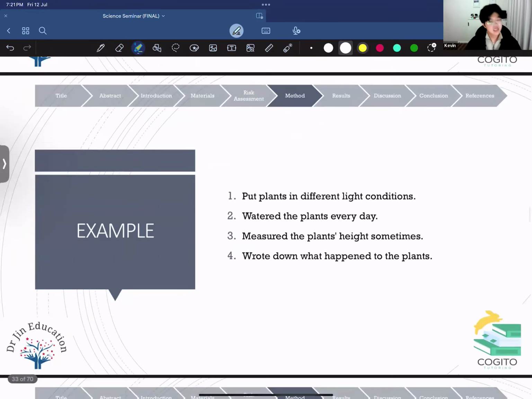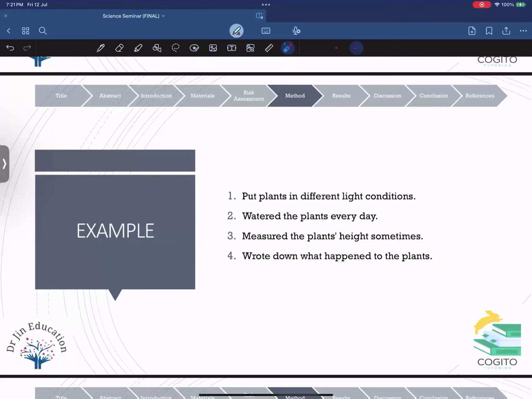Now, example, look at this method. Put plants in different light conditions. You watered the plants every day, measured the plant's height sometimes, wrote down what happened to the plants. Tommy, do you want to tell me good or bad?